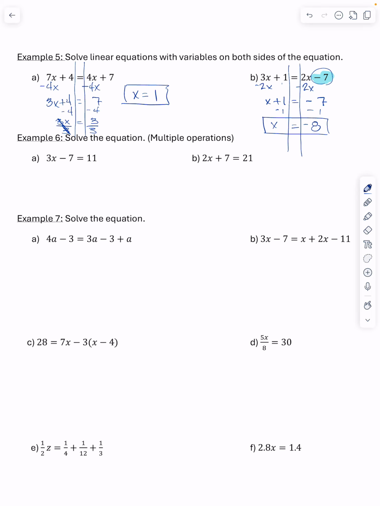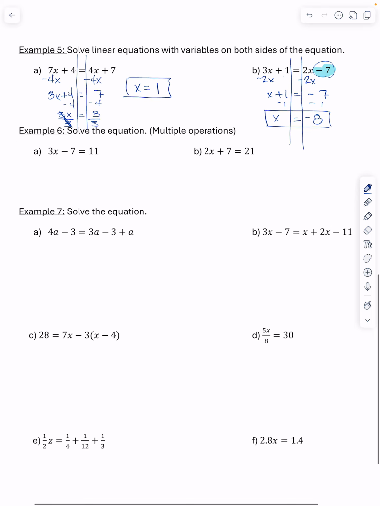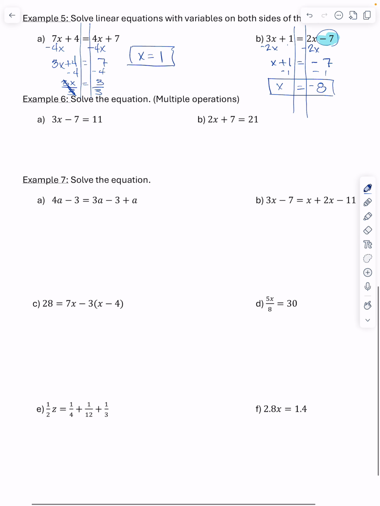All right. Now, example 6, we're going to get more practice with what we just did. We are going to solve equations where there's more than one operation. So I've got 3x minus 7 equals 11, and there's a couple different ways we could think about it. We are going to do our inverse operations. We're going to go in the opposite order.